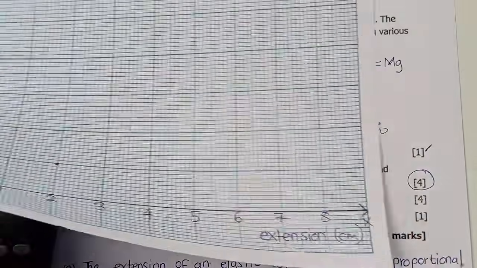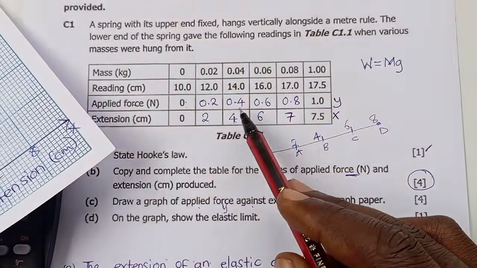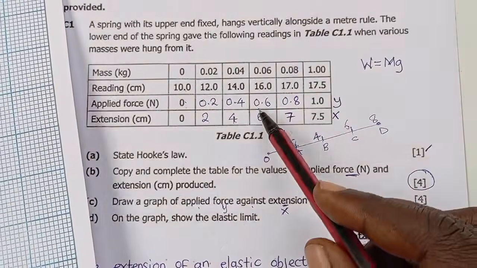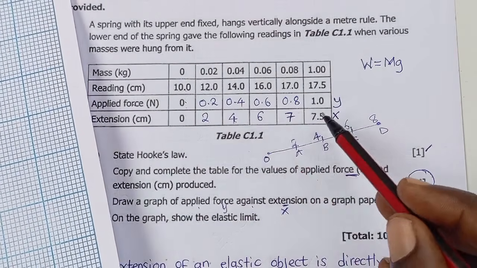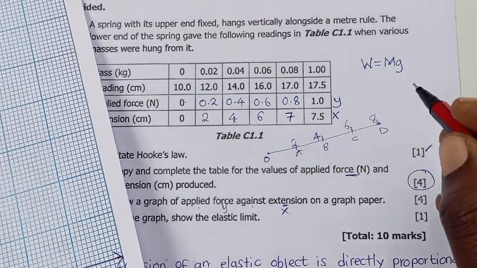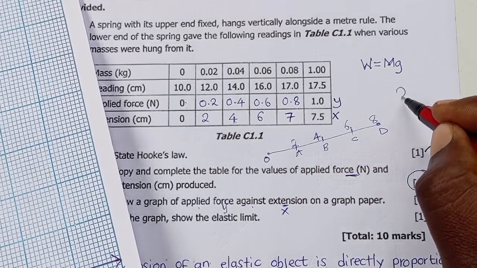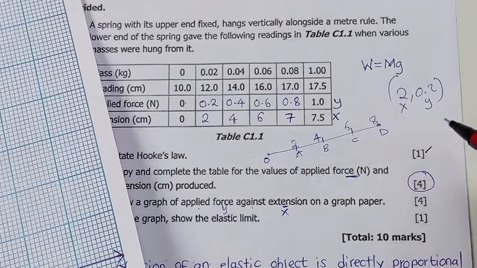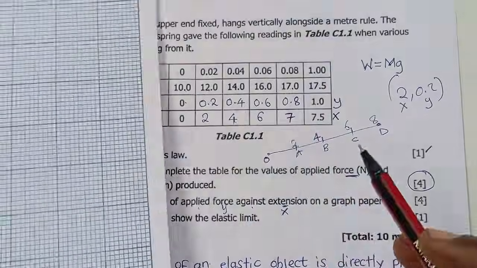Okay. Then I go to the next one, 4, 0.4. So 4, 0.4 is there. This is where it is. Then I move to the next one, 6, 0.6. This is the x-axis, the one that is down. You know that a coordinate, when it is written 2, 0.2, this is x, this is y. So we always start with the x value.